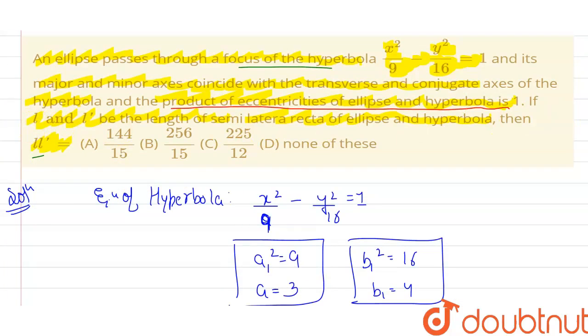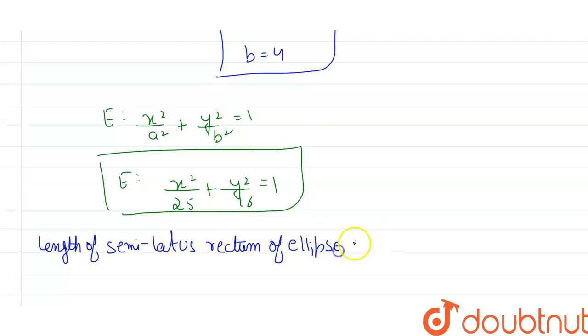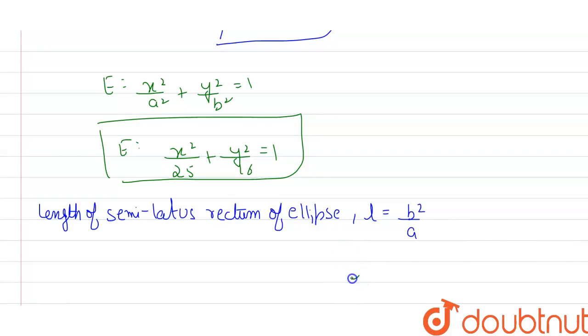First, L is the semi-latus rectum of my ellipse. Let me write here the length of the semi-latus rectum of the ellipse. L is equal to b square by a. Do we know the value of b square exactly? My b square is 16, and a is 5. So in that case, L is 16 divided by 5.